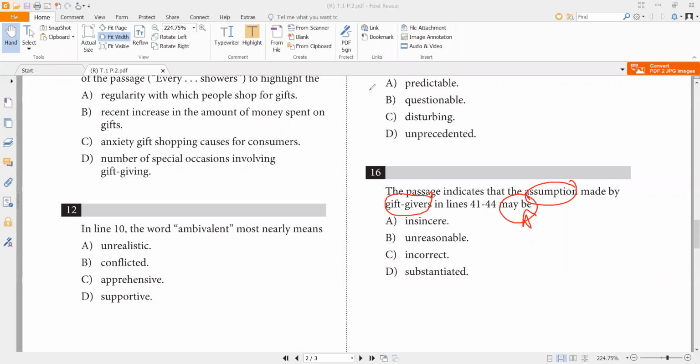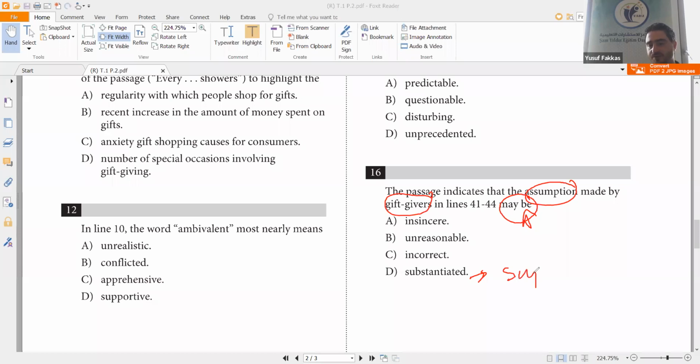What does insincere mean? Dishonest. And sustained. Substantiated. Yeah, substantiated means supported.